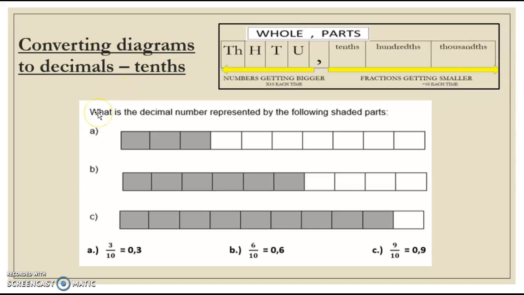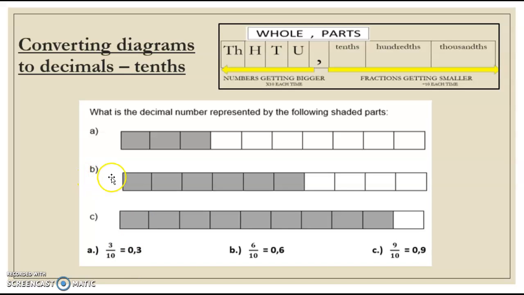Let's begin. What is the decimal number represented by the following shaded parts? So they want a decimal number. Let's look at A. You will see that A is a fraction strip that is chopped up into 10 equal pieces. You will see that 3 of the 10 equal pieces are shaded. Before we convert into a decimal number, we first have to convert this diagram into a fraction, one number over another number. So A, 3 parts out of 10 are shaded. That makes it very easy for us to convert that into a decimal of 0,3.